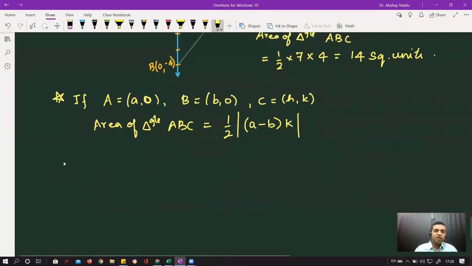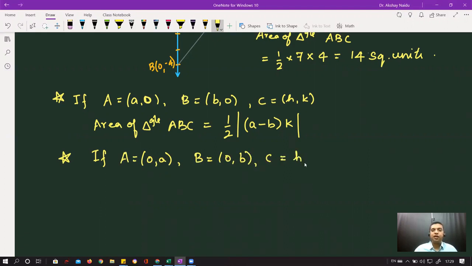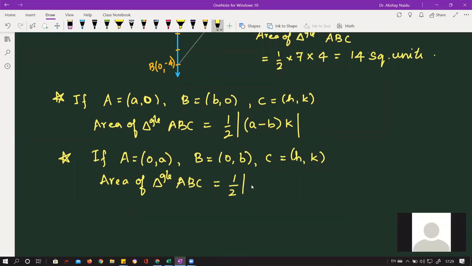All right. Now, similarly, you tell me this one. If A is 0 comma a, B is 0 comma b, and C is h comma k, what will be the area of the triangle? Half of modulus of h of a minus b. Very good. Who answered? What's your name? Mahita, sir. Mahita, yeah. Good. Half of a minus b times h.